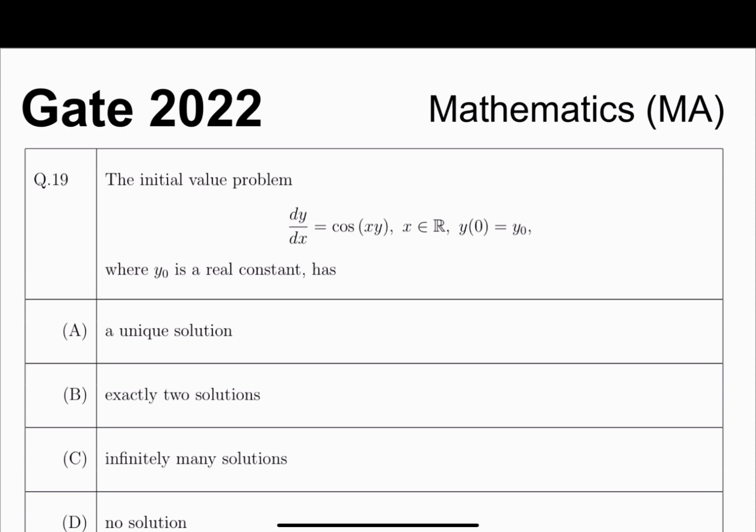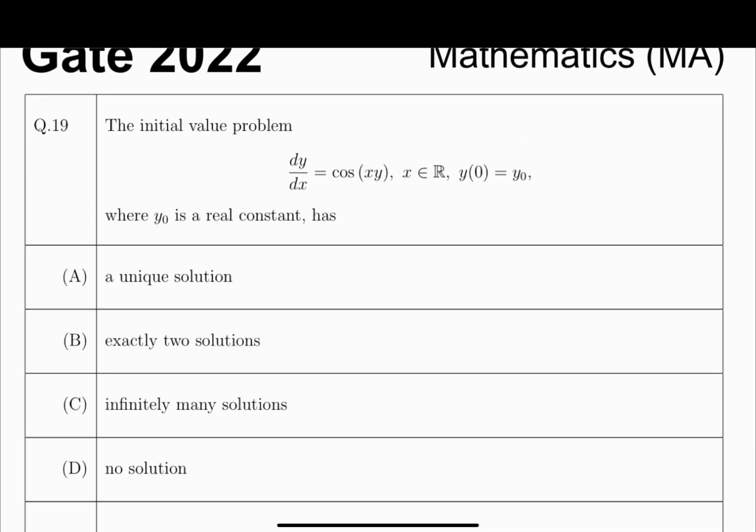Okay, so today we'll solve a mathematics GATE 2022 question from ordinary differential equations. This is question number 19. It says that the initial value problem dy/dx = cos(xy) for x in R, and y at the point 0 is y0, where y0 is a real constant, has a unique solution, and the other options say exactly two solutions, or infinitely many solutions, or no solution for this initial value problem.